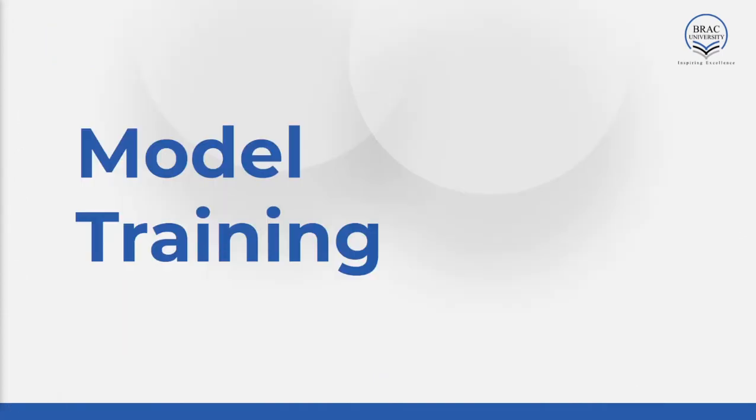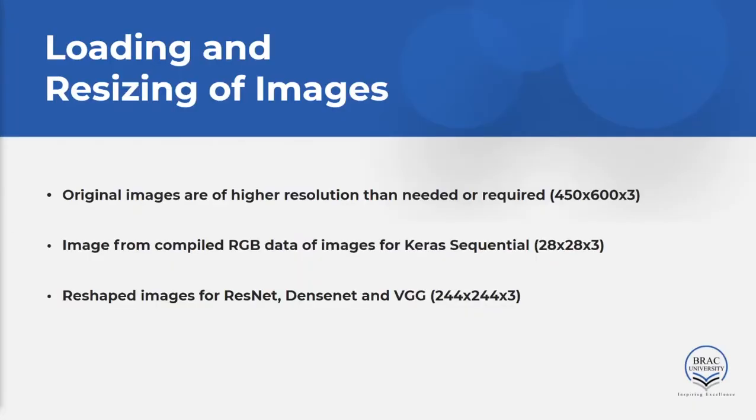Now I will move on to the model training part of our work. Any system that works with image analysis and processing needs to be able to load and resize images. The original images were of 450 by 600 pixels in resolution. We reshaped these images into 244 by 244 pixels for ResNet, DenseNet, and VGG, as these are the image shapes that these models expect. And we use the RGB data to construct 28 by 28 pixel raw resolution images for our model.